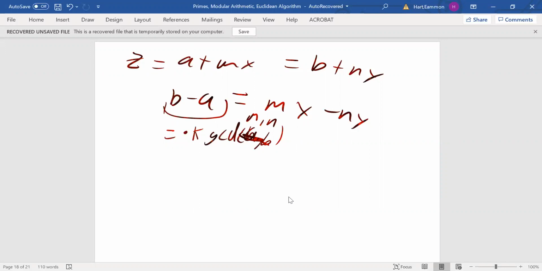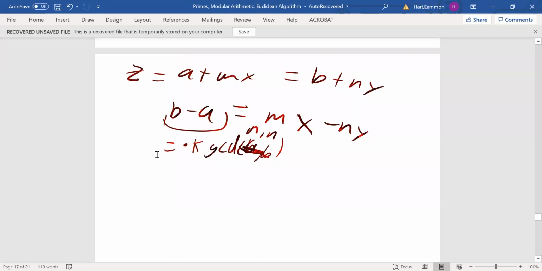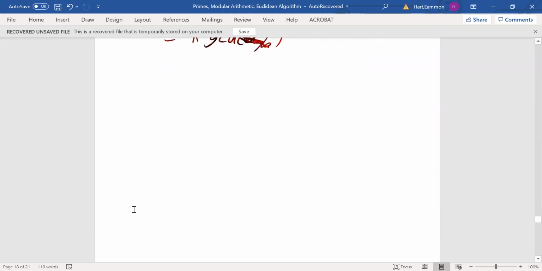So I strongly suggest you look that up, and that will show you that we will be able to find a first X and Y such that this will work. That's enough to show that there exists a solution, but we also want to show that there exists a unique solution such that it's less than MN. You can think of it as there exists a unique solution mod MN.